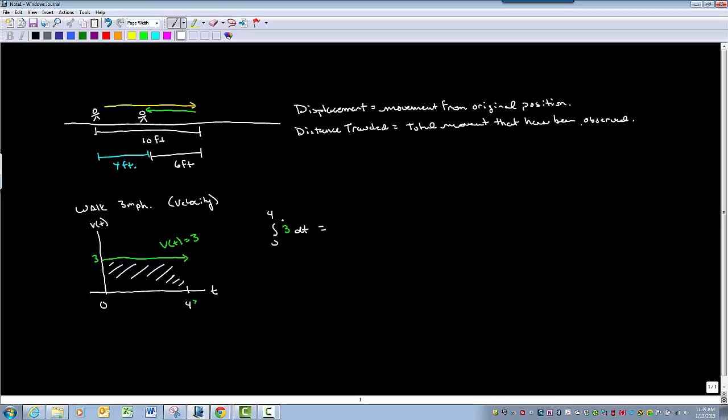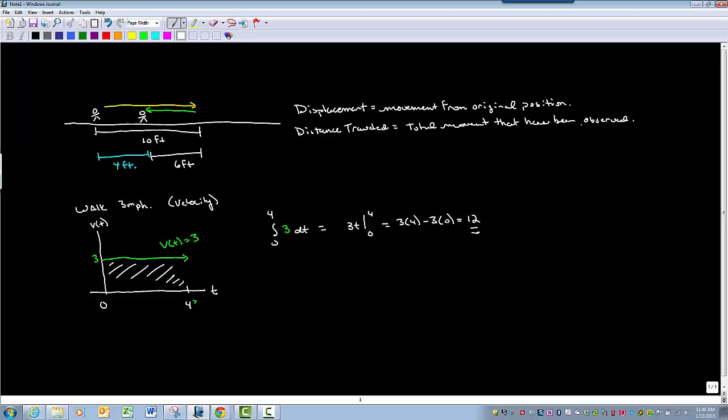So what we want to do is we want to use the fundamental theorem of calculus. We want to find an antiderivative of 3, and of course we know that that is 3t plus some constant, but the constant doesn't matter here because it'll add and subtract, it'll cancel itself out. It'll add and subtract when we do the integration. So we want to evaluate 3t from 0 to 4. So that is 3 times 4 minus 3 times 0, which is 12.